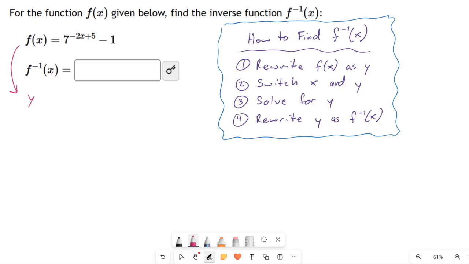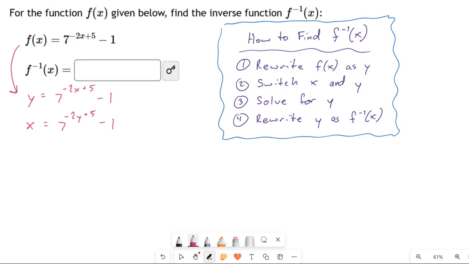And the very first one is to rewrite the equation, except use y in place of f of x. And it's not like that's super important, but it does make the algebra easier to keep track of. So there's my step 1. I just rewrote y. And now I'm going to switch all the x's and y's. So now it becomes x equals 7 to the negative 2y plus 5 minus 1.